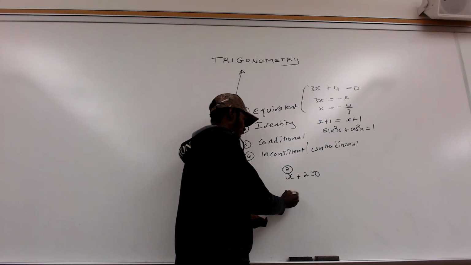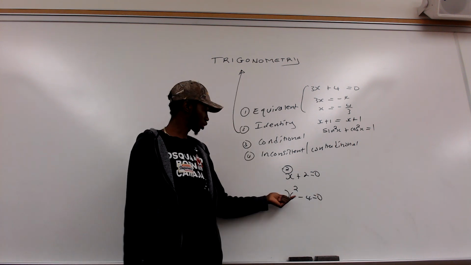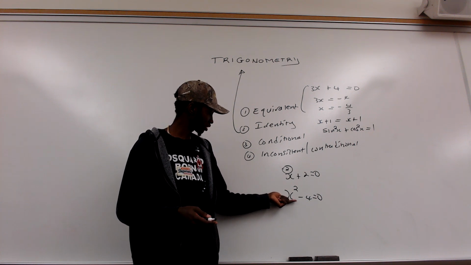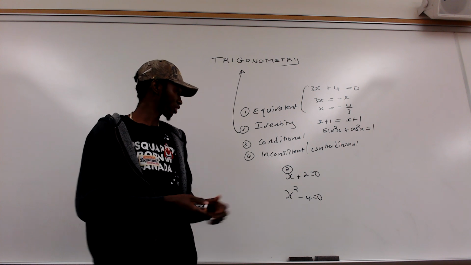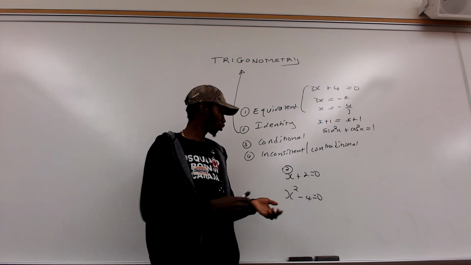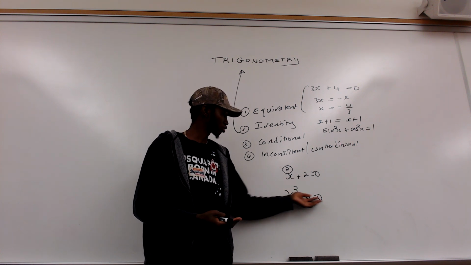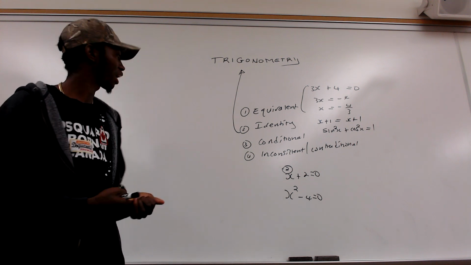We can as well have x squared minus 4 equals 0. For such an equation, there are only a few values of x that you can substitute here that will give us 0. Not all values of x, when substituted here, will give us 0. Only limited values of x will give us 0. Such equations, we refer to as conditional equations.